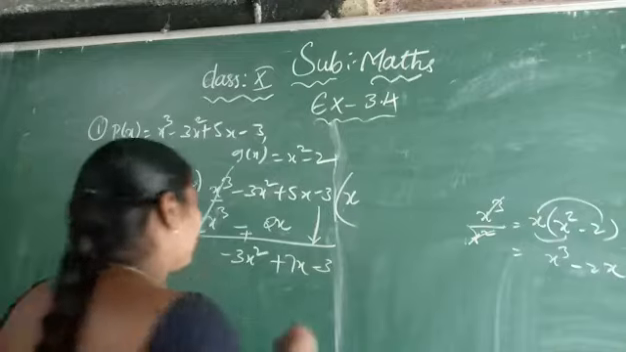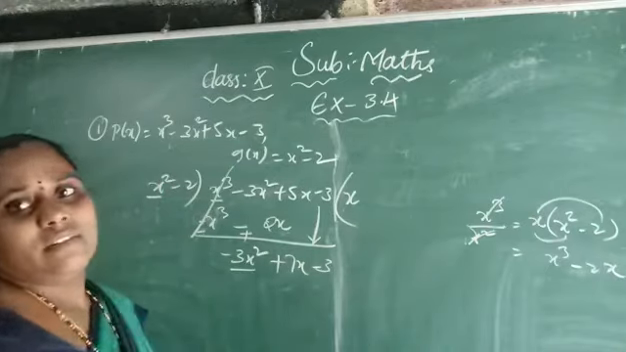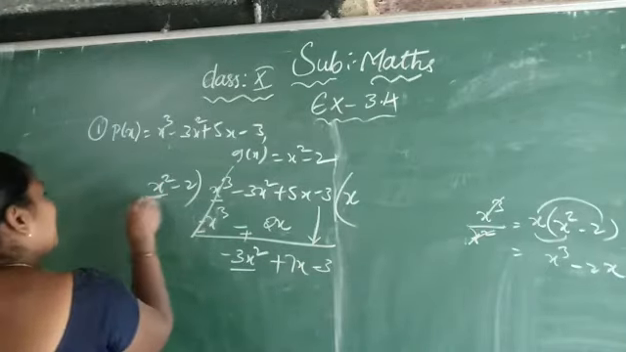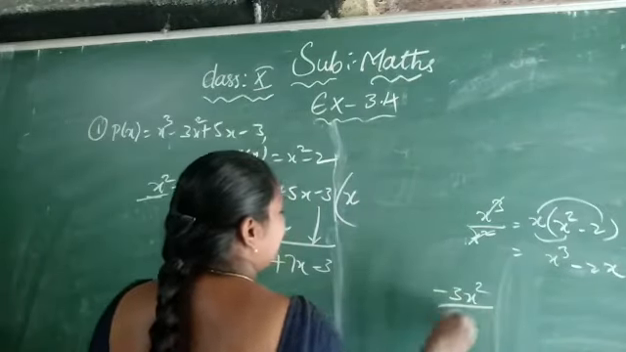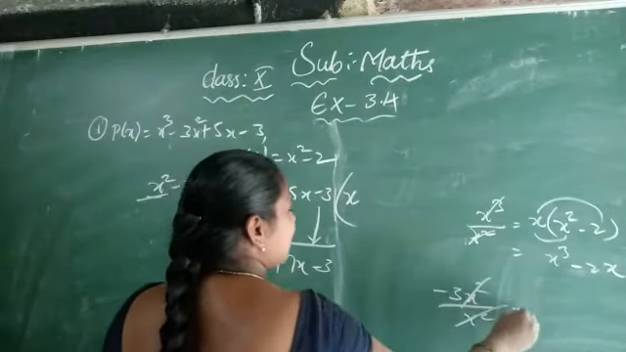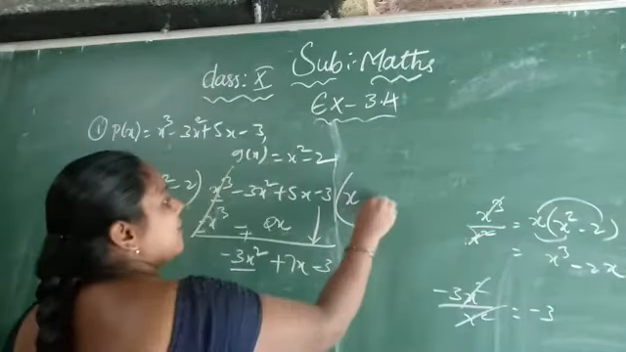So what is the first term now? Again we have to check the dividend's first term and the divisor's first term. Here is minus 3x square, and here is x square. x square is gone. What is the quotient here? Minus 3.